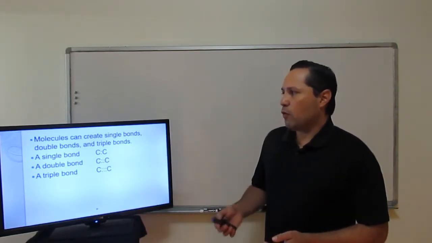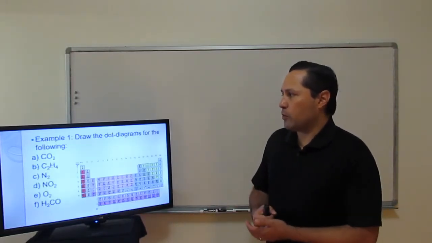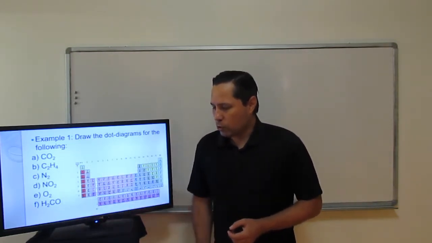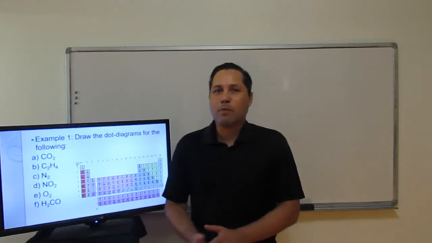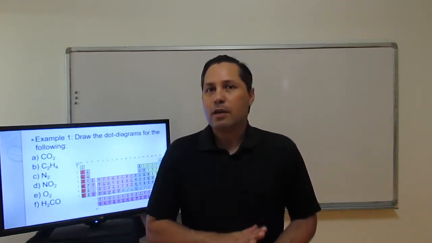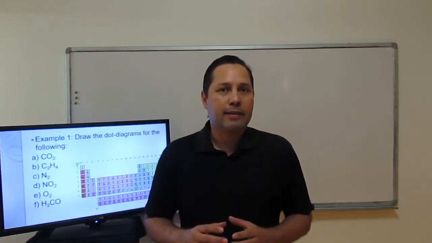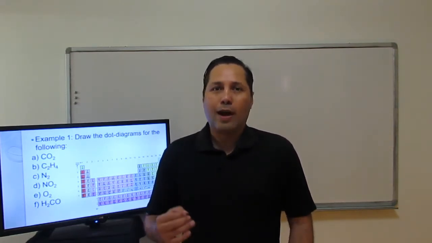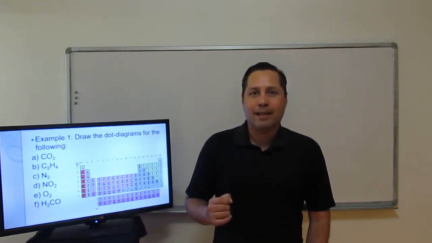Now, let's move on to our problem. Our first problem, they ask you to draw the Lewis dot diagrams for the following molecules, which you see right there. And before we get to those, it's very important to review the Octet Rule. The Octet Rule states that 8 electrons around an atom make an atom very stable. So ideally, atoms want to have 8 electrons.